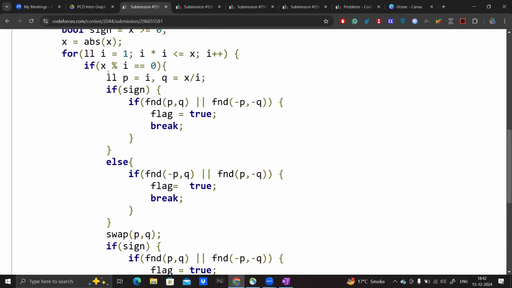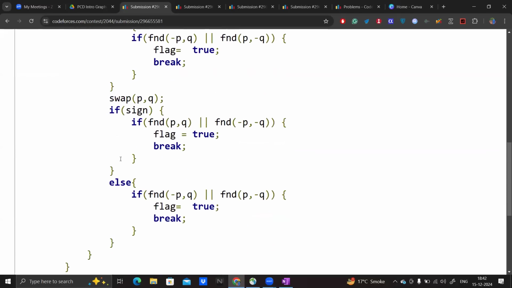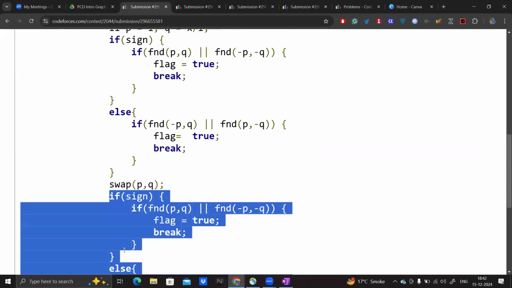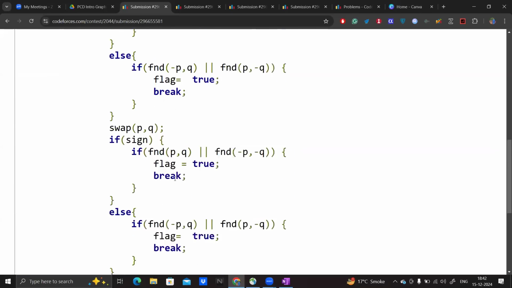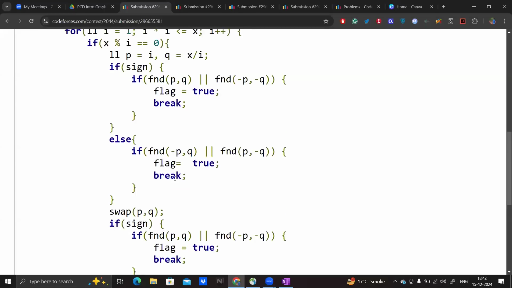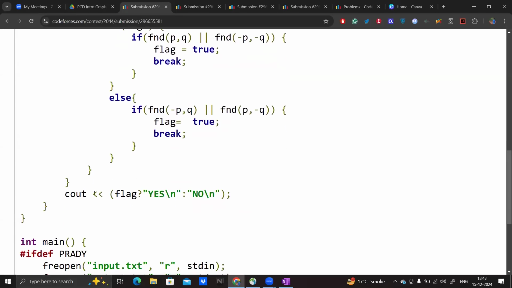But it is possible that I is in B and x by I is in A. So I just swap p and q and do the same thing. I just copy pasted this here. And if any of these four things are true, then the flag will become true and then I'll break. This break isn't necessary, but it will optimize your code. And then if I found the flag, I'll print yes, otherwise I'll print no.